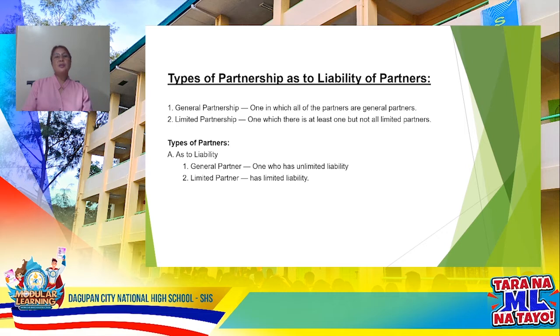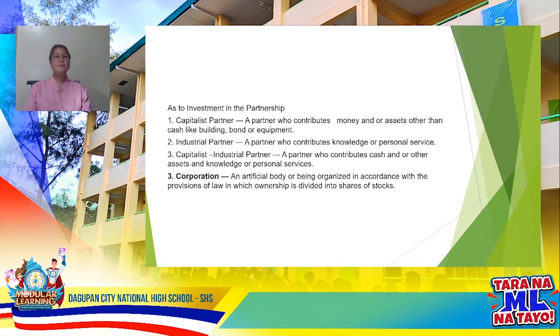General partnership is one in which all of the partners are general partners, while the limited partnership is one in which there is at least one, but not all, limited partners. And then there are types of partners as to liability, the general partner and the limited partner. General partner is one who has unlimited liability, while limited partner has limited liability.